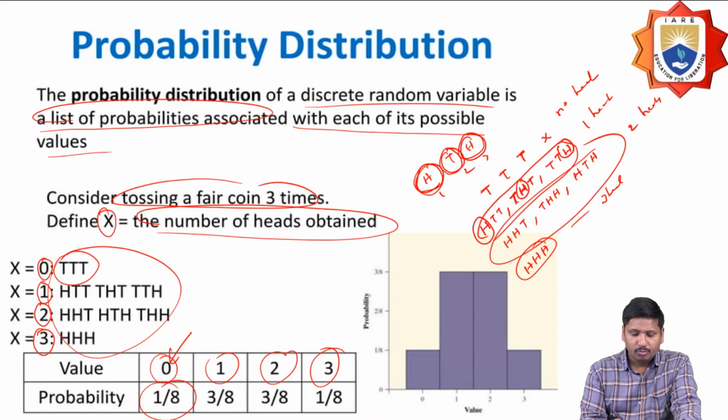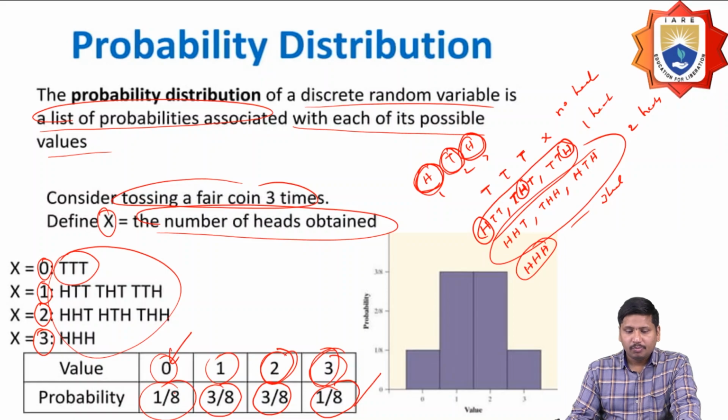That should be 1 by 8, and obtaining one head should be 3 by 8, and the probability of getting two heads should be 3 by 8, and the probability of getting three heads should be 1 by 8. So like this, we are going to calculate the probability of any discrete random variable associated with different possible values.